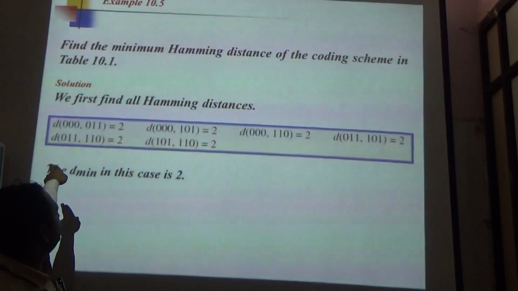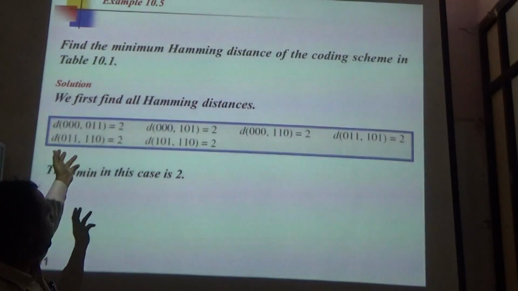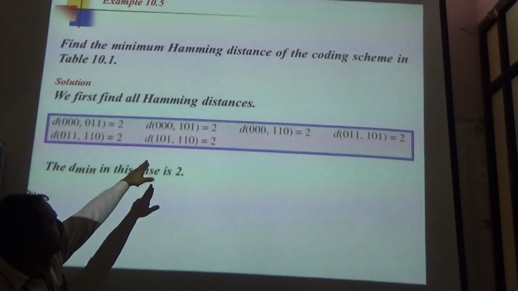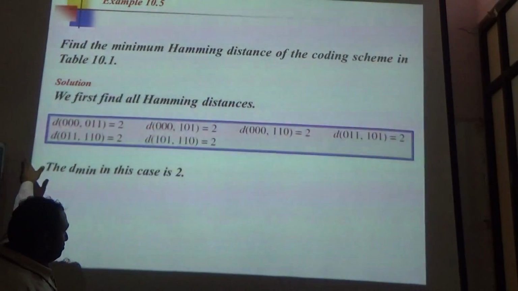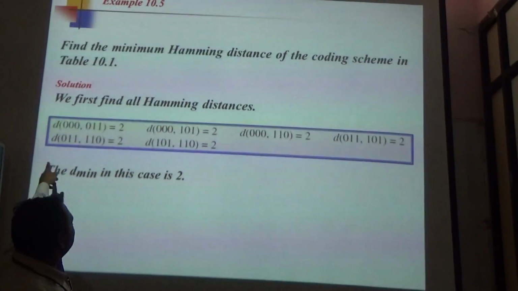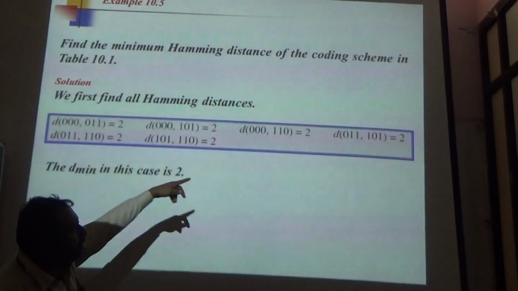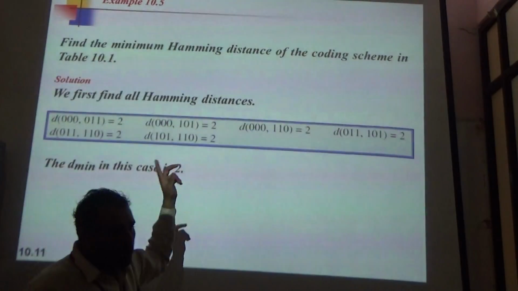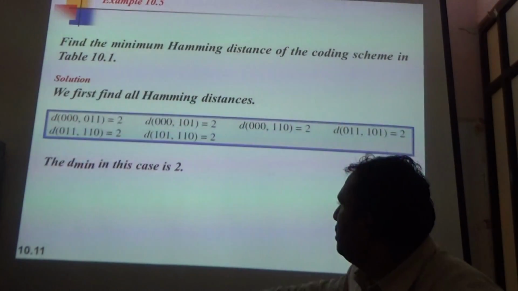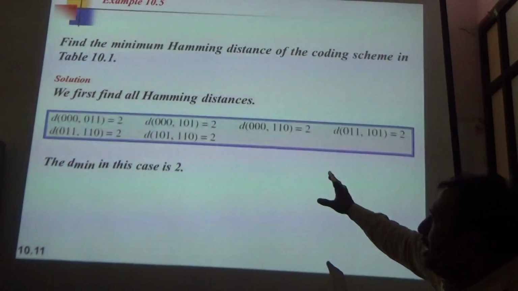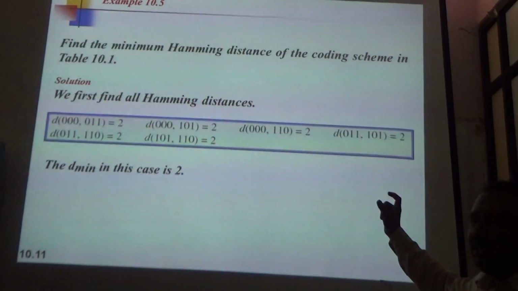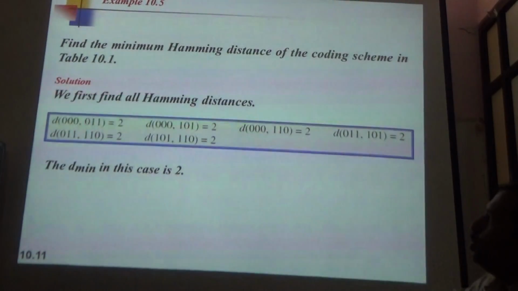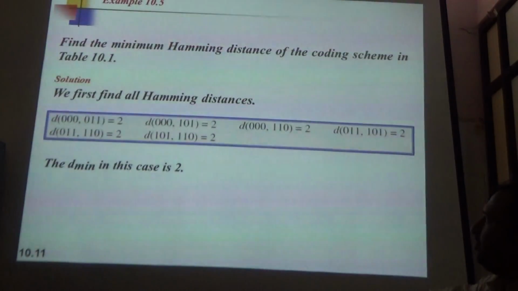If we go for 3-bit data, then 0 0 0, 0 1 1, 1 0 1, 1 1 0. If we try all the combinations, we can see that the Hamming distance available is only 2. All the different pairs of data are available here, but everywhere the Hamming distance is 2, and that is why D min, the minimum Hamming distance, is also 2. In the next example, there will be some variations.